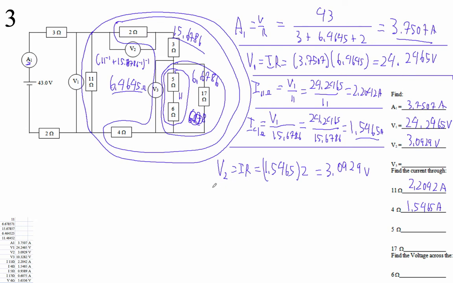Okay, so let's see. V3 is going to be very helpful. We're going to use V3 quite a bit. V3 is IR as well. And then what current? Well, it's the same current, right? 1.5465. And then what's our resistance in the path of that? I think it's this, right? It's the 6.6786.